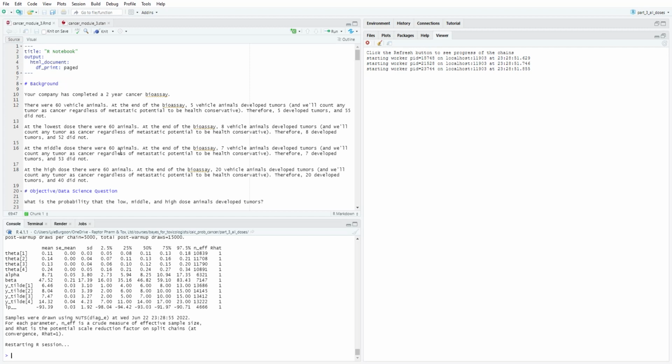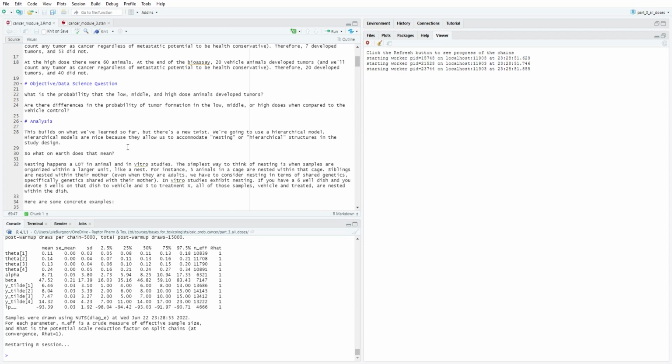So, to review, the objectives or the questions that we're trying to answer, the first one is, again, what is the probability, but in this case, that the low, middle, and high doses develop tumors. So we'll be calculating that. And then the question that we really care about from a risk assessment standpoint: are there differences in the probability of tumor formation in the low, middle, or high doses when compared to the vehicle?